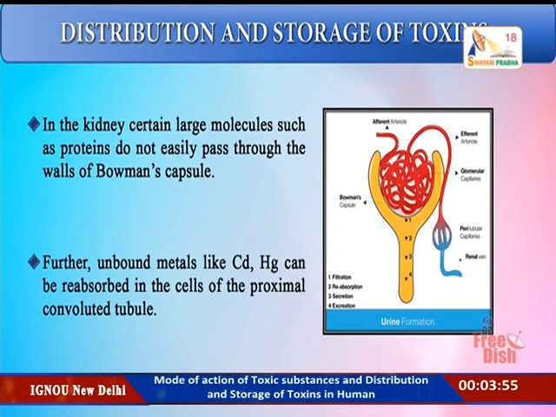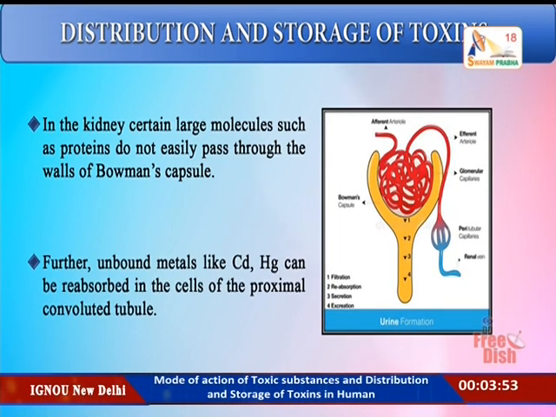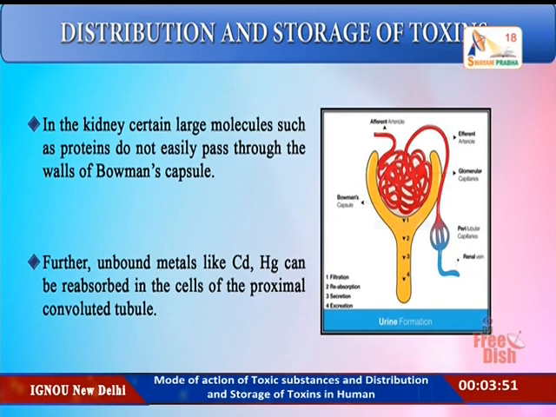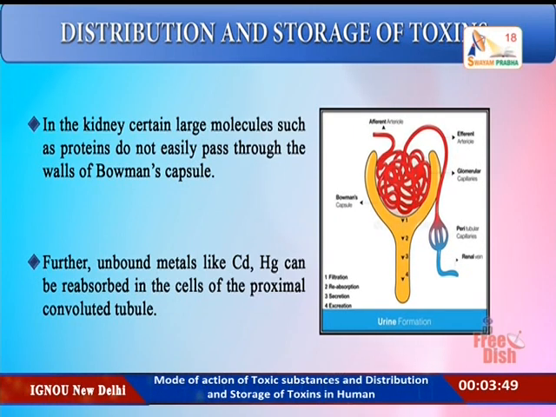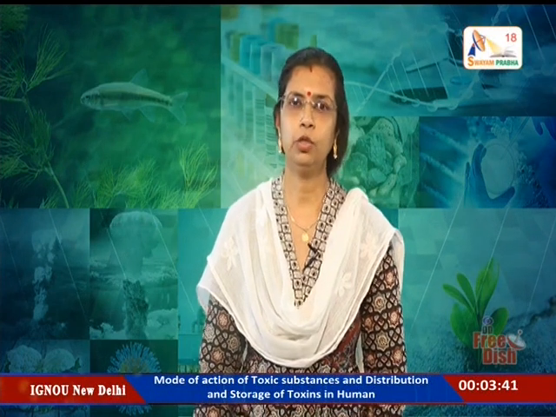Further, unbound metals like cadmium and mercury can be reabsorbed in the cells of the proximal convoluted tubule. Inside the cell, they can bind to the metallothionein, resulting in concentration of the toxicants in the kidney. The kidneys can also store 10 times the amount of cadmium found in the liver, and it can be stored for even 10 years or more. Finally, bioaccumulation in the kidney can cause complete renal failure.